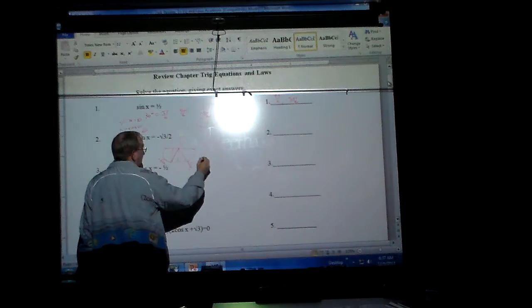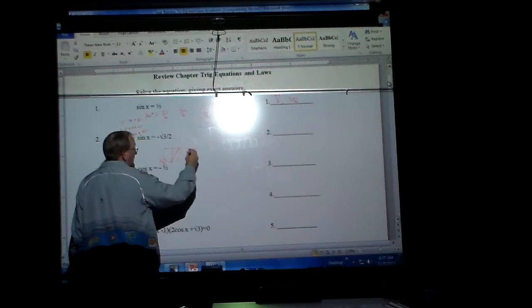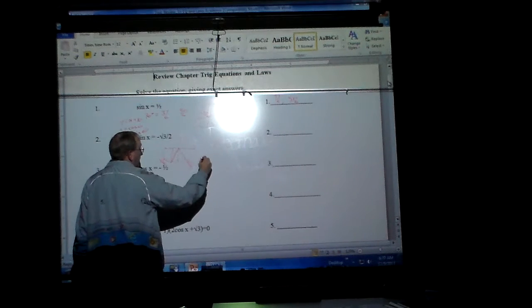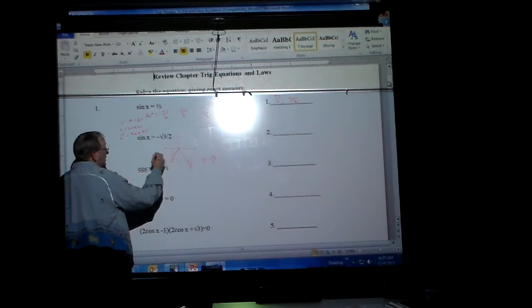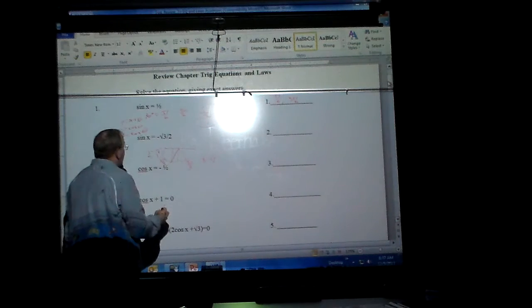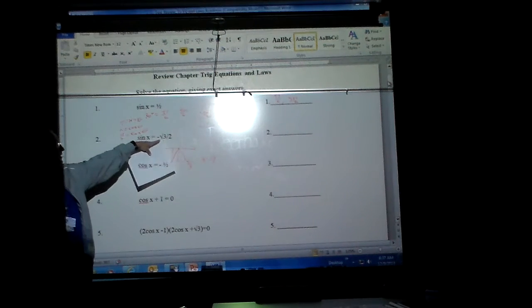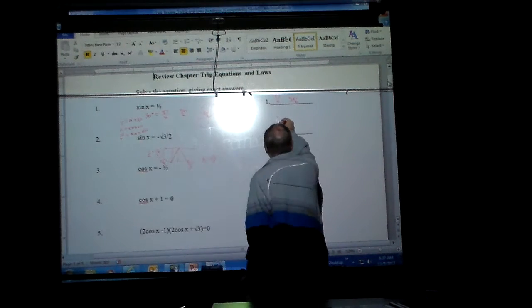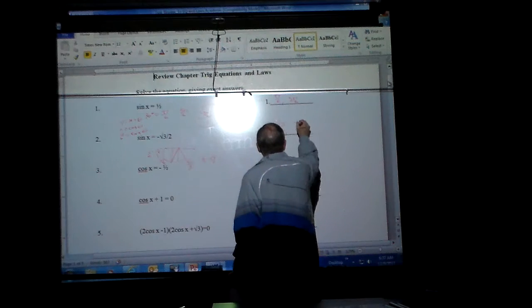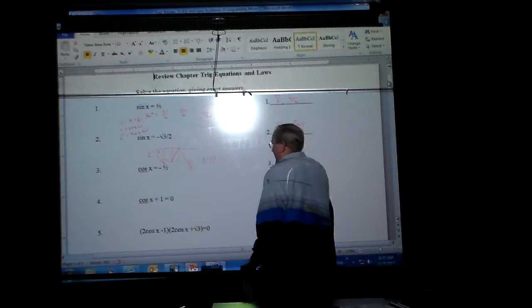Because at those particular values, in this case it will be the point 1/2, negative square root of 3 over 2. And this one will be the point negative 1/2, negative square root of 3 over 2. In both cases, y is negative square root of 3 over 2. So that's going to occur at 4 pi over 3 and 5 pi over 3.